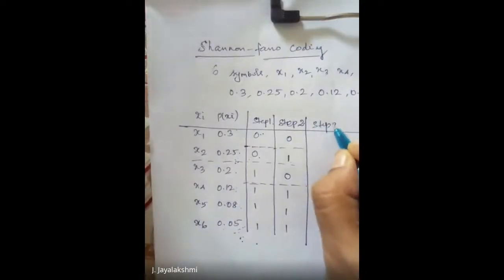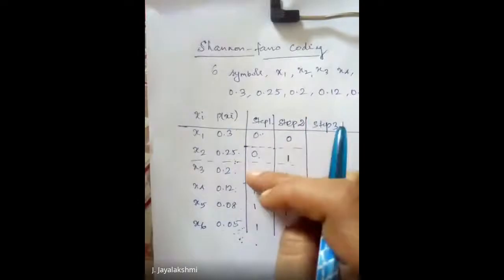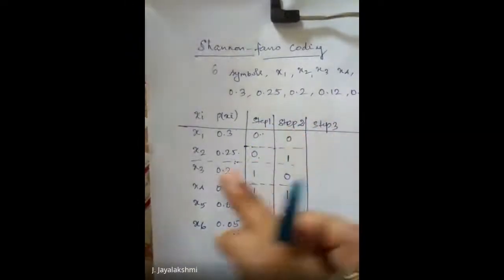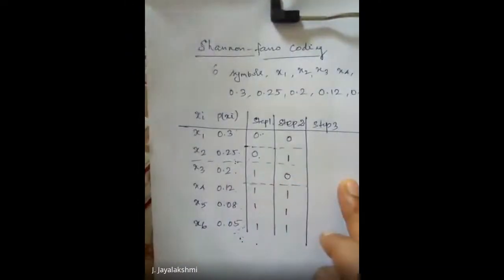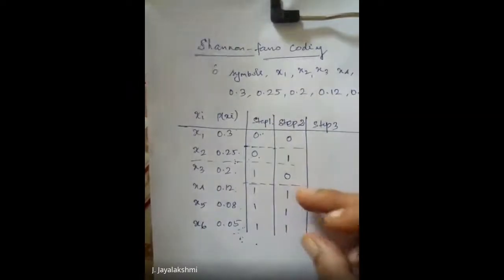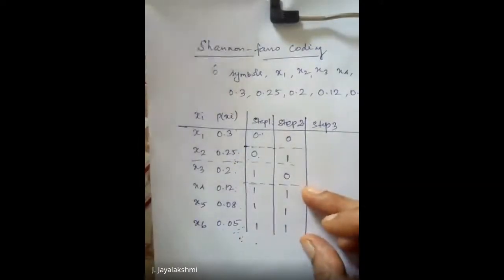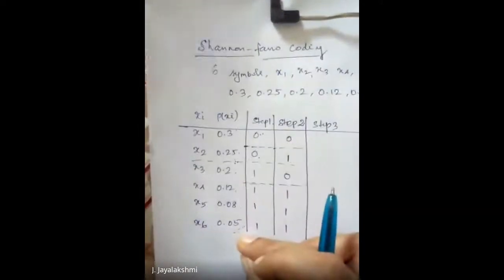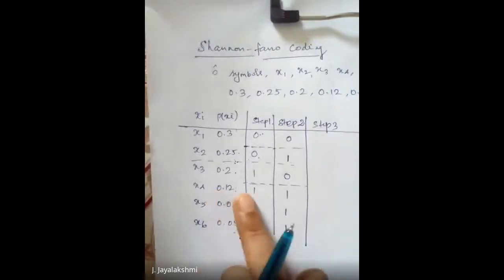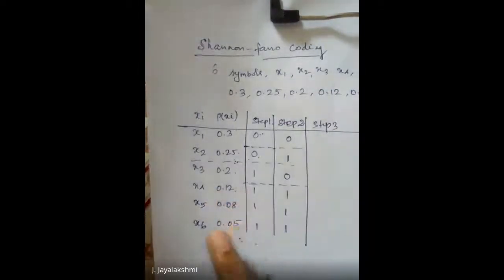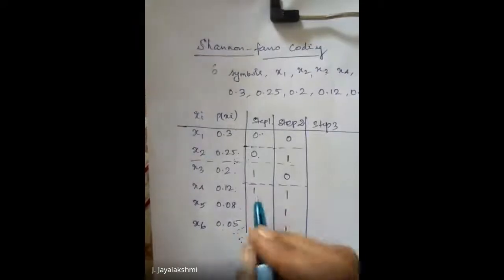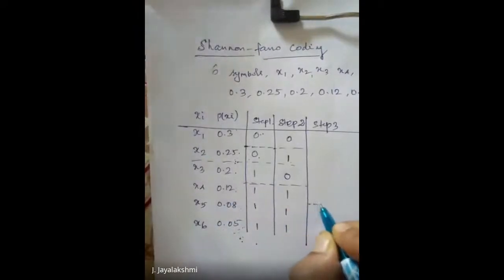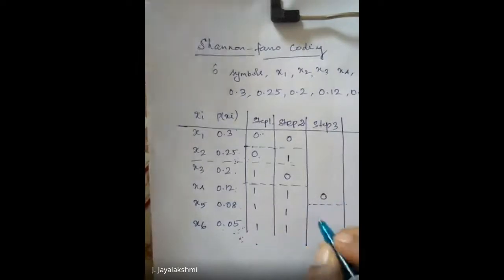Step 3. Further partition is not possible here. Here also there is no further partition possible. Now come to the last three probabilities. Is a partition possible? This is 0.12 and if you add this, it will be 0.13. So this can be split into two sets. The above set is 0 and the below set is 1.